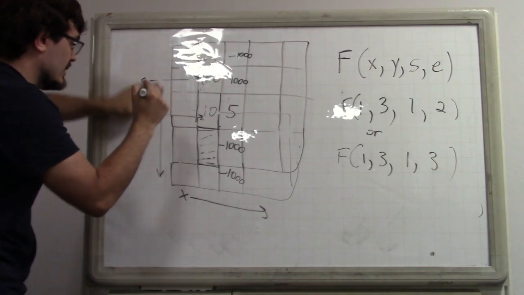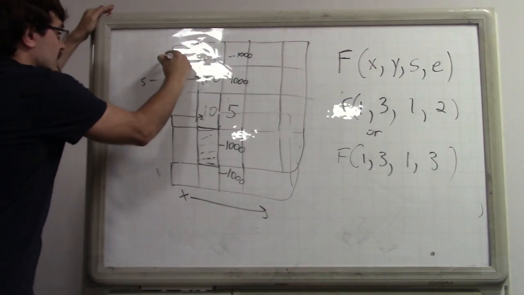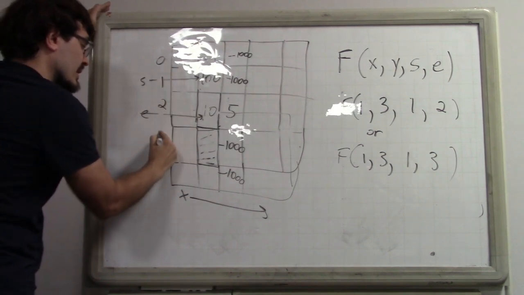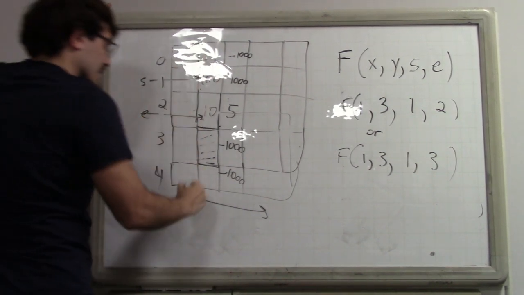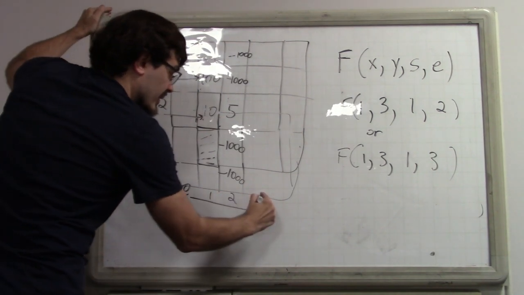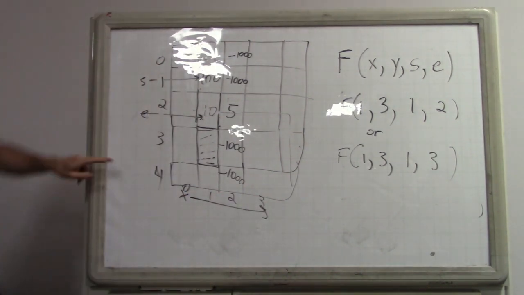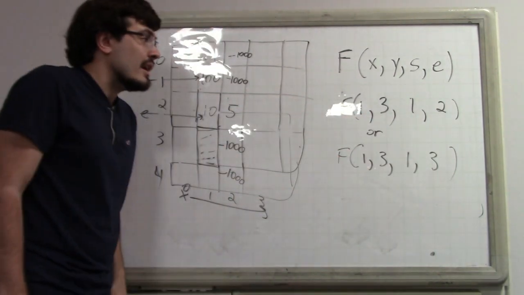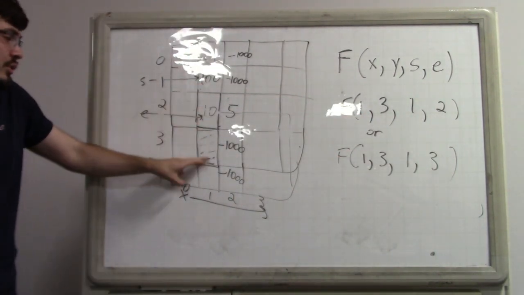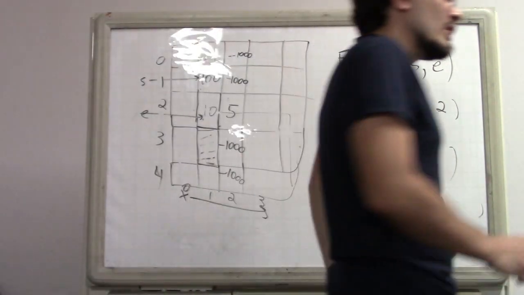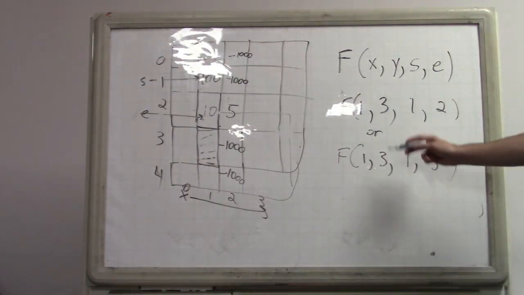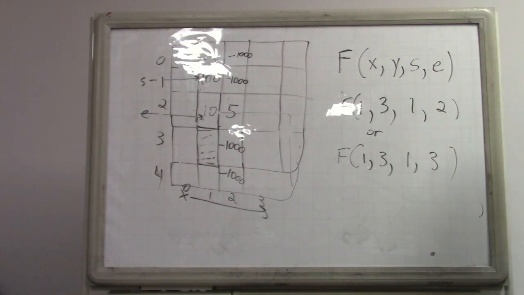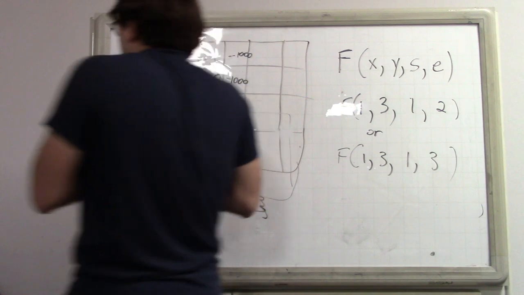So, 0, 1, sorry, 0, 1, 2, 3, 4, 0, 1, 2, 3. Should this be represented as 1, 3? This part is unambiguous, right? Should the history be represented as 1, 2, or like 1, 3? We can find that actually it will be better to represent it as 1, 2, like this, not including the current value. And why is that?